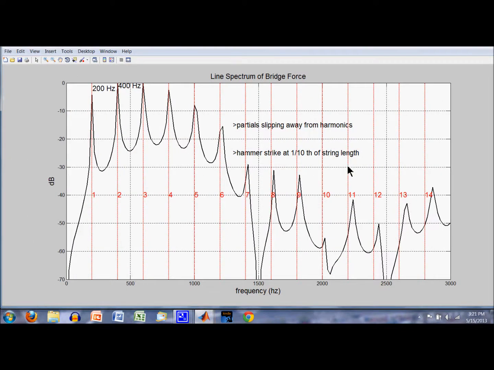Here's the line spectrum of the force on the bridge. We see a peak here at 200 hertz, which is the natural frequency of the string. Harmonics, partials. Notice that we have a minimum here at the 10th partial, because we struck the string at 1/10 of its length. Also notice that the peaks of the partials are starting to slip away from the location of the harmonics. The higher in frequency we go, the more the displacement is.